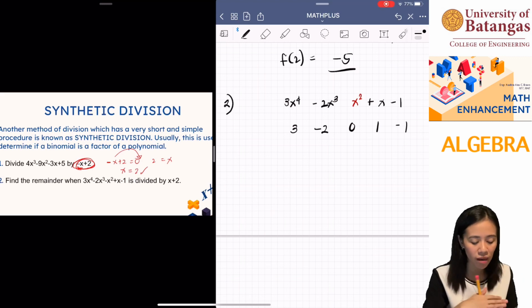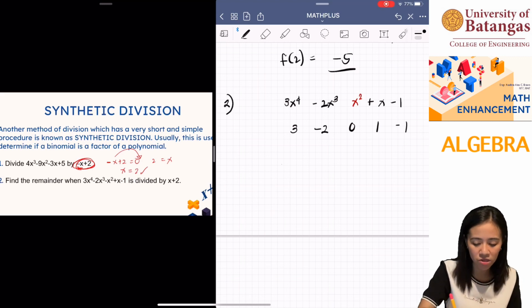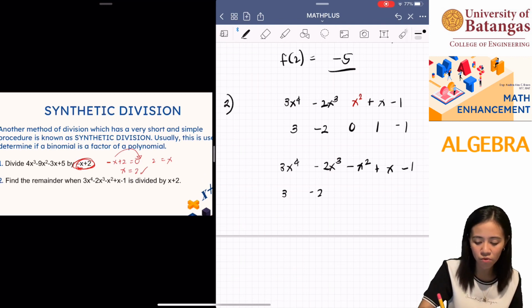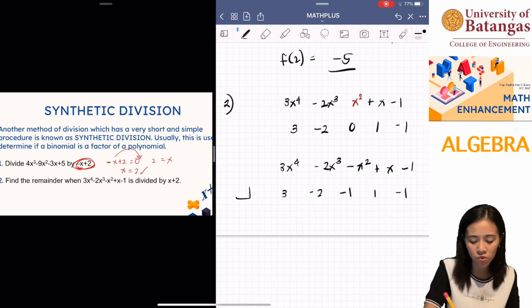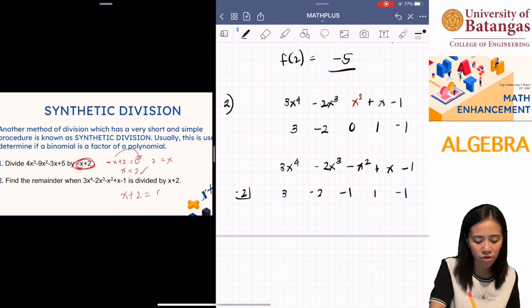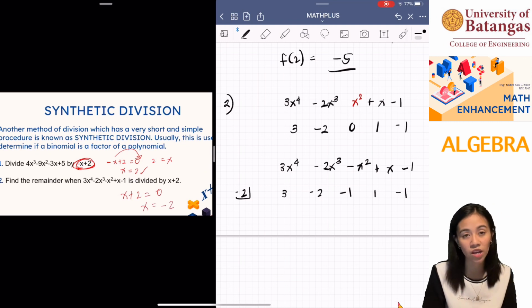Okay? Pero going back to the question in the problem, that's 3x to the 4th minus 2x cubed minus x squared plus x minus 1. So, I'm going to write down its numerical coefficients as 3, -2, -1, +1, -1. And its divisor would be x plus 2 equal to 0. So, x is -2. Diba? X plus 2 equals 0. X therefore is -2. So, -2 yun.